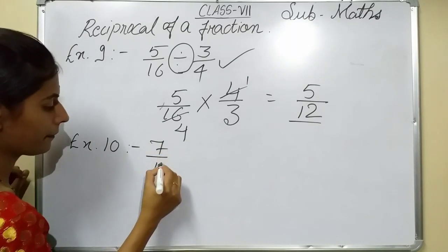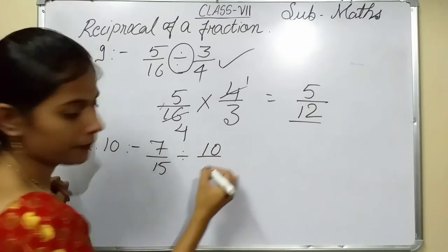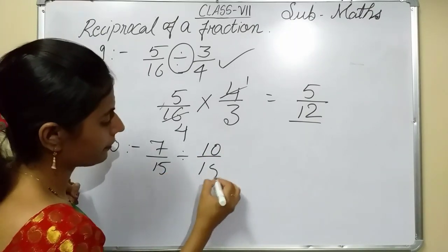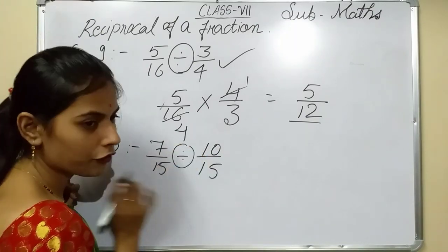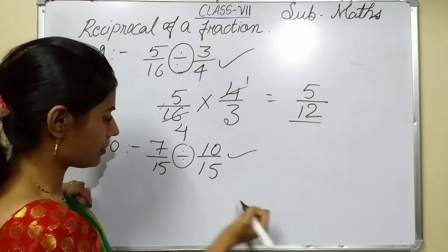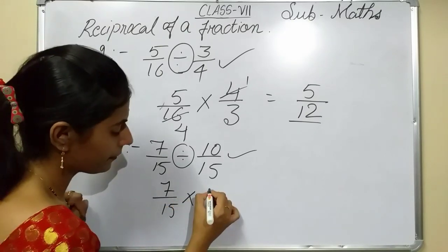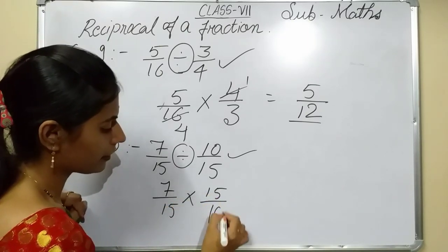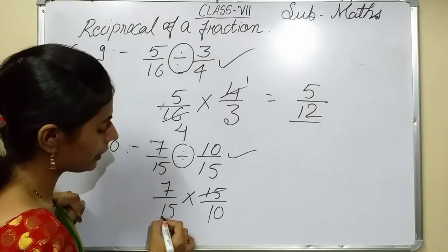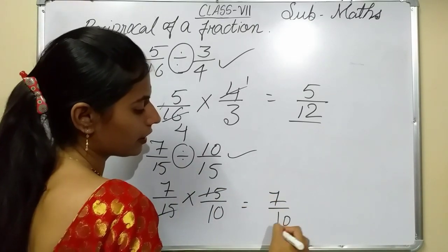Example number 10. 7/15 divided by 10/15. Now here also you have to change divide into multiply, just interchange the next fraction. 7/15 multiply by 15/10. Here you can divide 15 by 15, so your answer is 7/10.